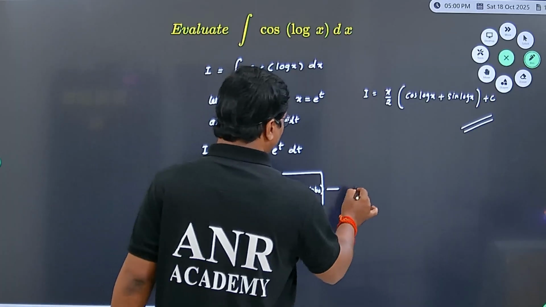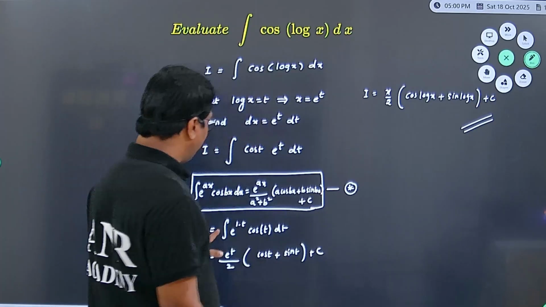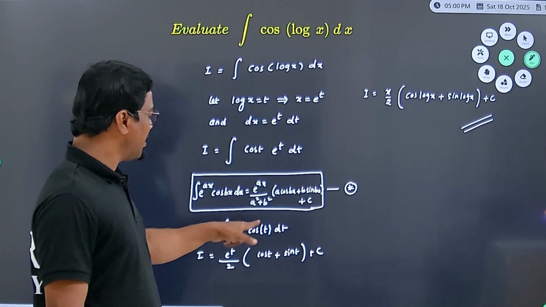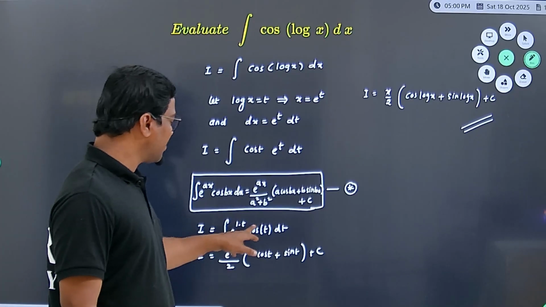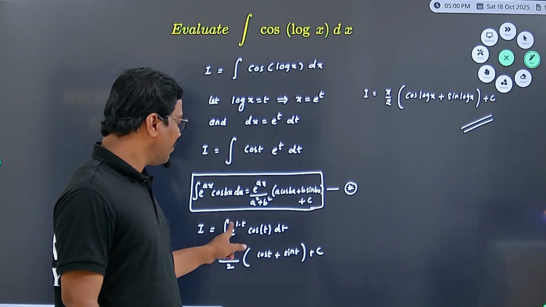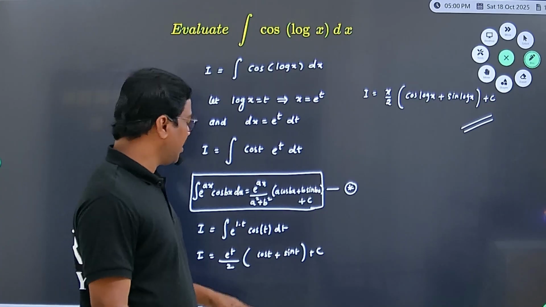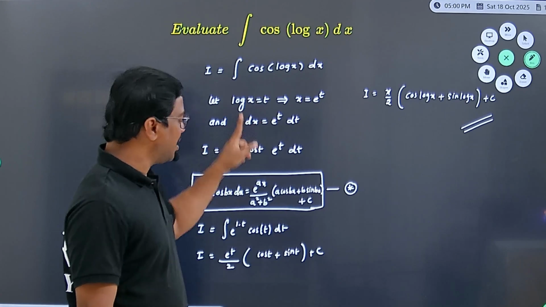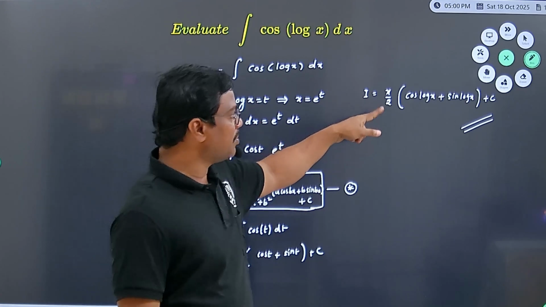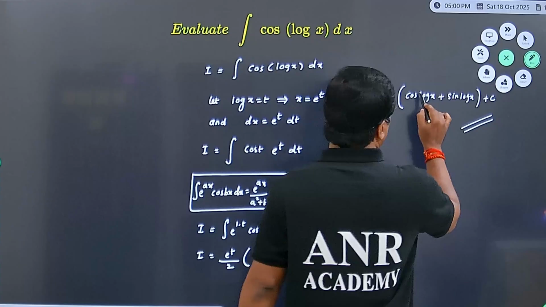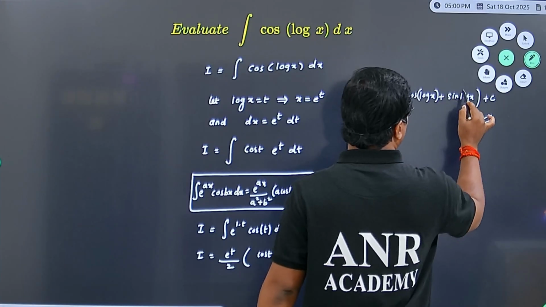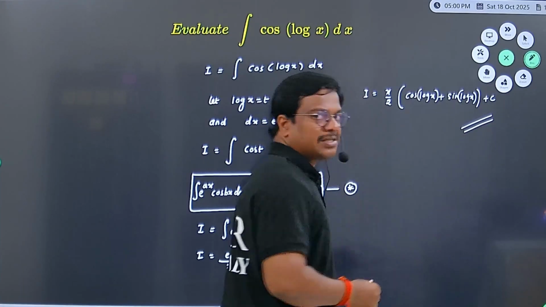With the help of this result, you can write e power t cos t dt value as e power t by 1 square plus 1 square, 2 here, 1 into cos t plus 1 into sin t, that is cos t plus sin t, where the value of t is log x, so log x is substituted in this. Therefore, x by 2 into cos of log x plus sin of log x plus c is the answer.